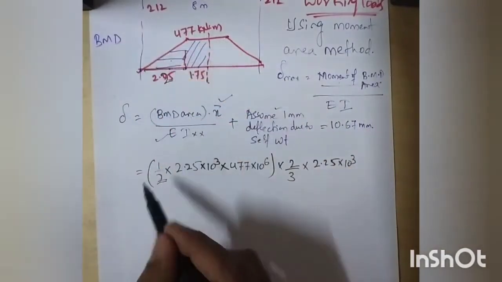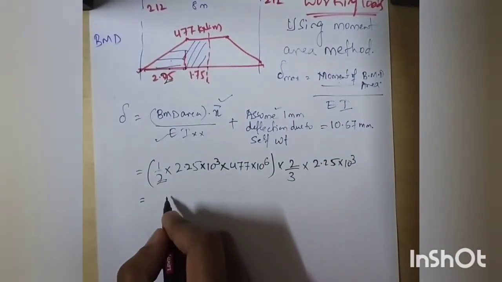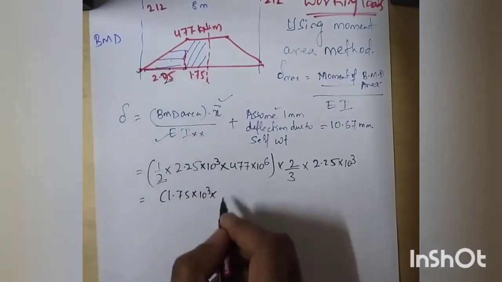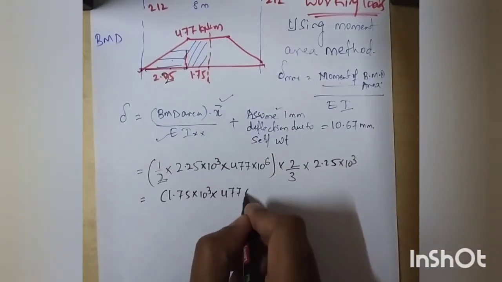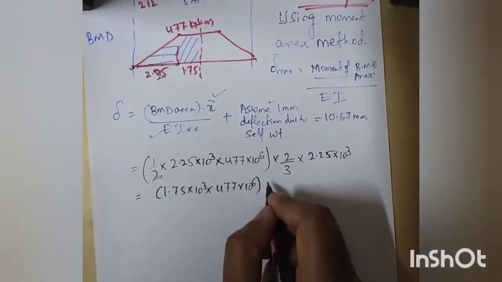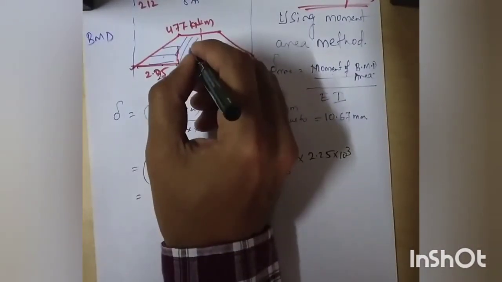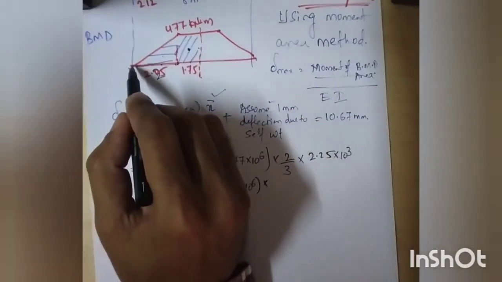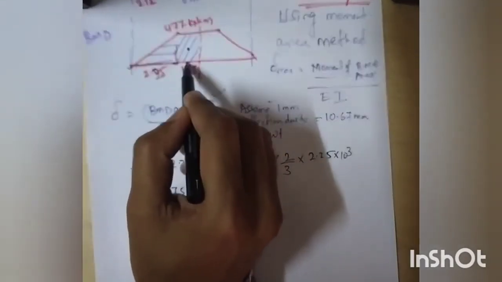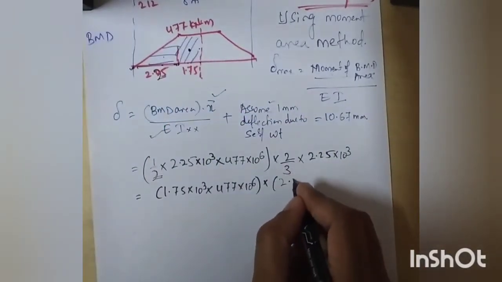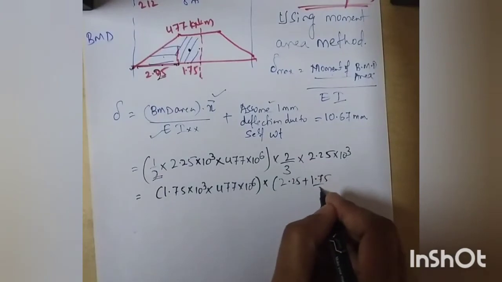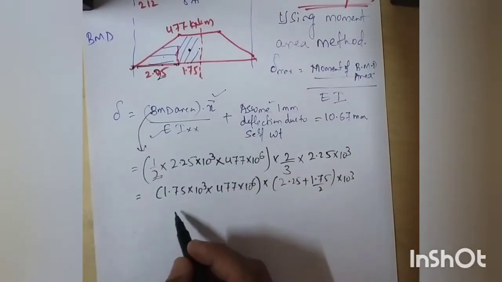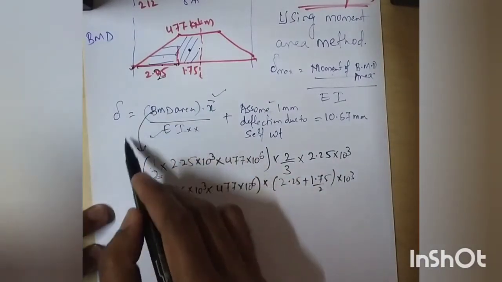Now this is the moment of the triangular area. Now coming to the rectangular area. The area of the rectangle is 1.75 into 10 to the power 3 into the height, 477 into 10 to the power 6, into the CG of the rectangle, which will be equidistant from either side, but the moment is measured from the left support. It is 2.25 plus half of 1.75, so 2.25 plus 1.75 by 2 into 10 to the power 3. Now what we have got is the total bending moment area.